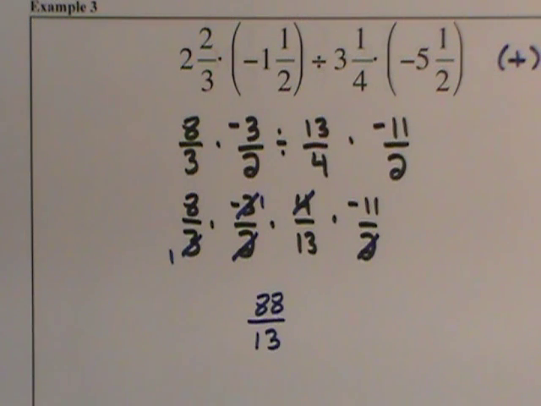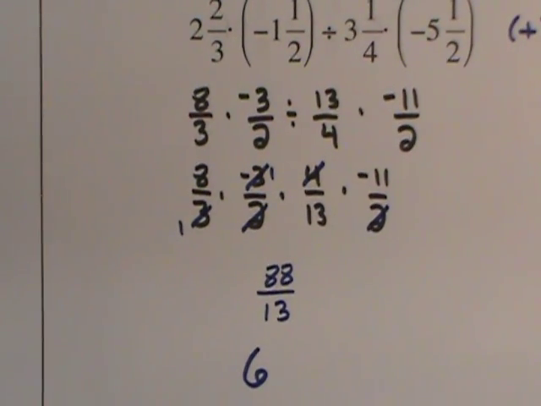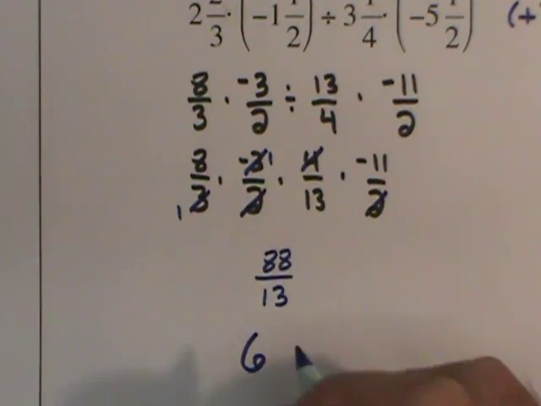88/13 is not appropriate as an answer. I want it as a mixed number, so I need to count that through. I'll go 13, 26, 39, and if I add another 13, it would be 52. Add another 13 would be 65. Another 13 would be 78. So that goes in there 6 times. 13 will divide that 6 times. So I'll have 6, and I'll have 10 left over, because 78 to 88 is 10.